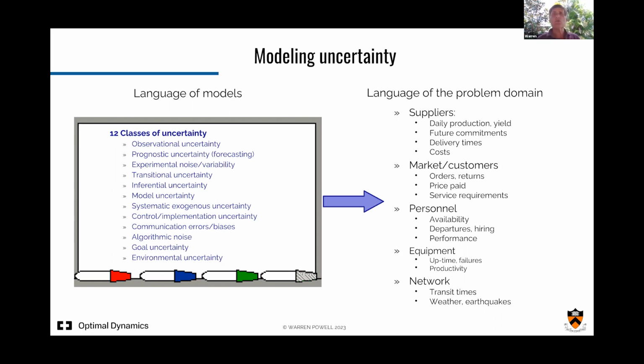Think of this as a list of 12, and then you go to your actual application, such as a supply chain problem, and you say, okay, do I have observational uncertainty? Well, guess what? There's a lot of places where I don't know the inventory. Prognostic uncertainty, yes, the forecasts are not perfect, and you can go down the list. You may not have all 12, but it's nice to check off each one. This is a huge area. Anybody can easily have a career just on this problem. It's fantastically rich and important, and this is all I'm going to say about it in my talk.